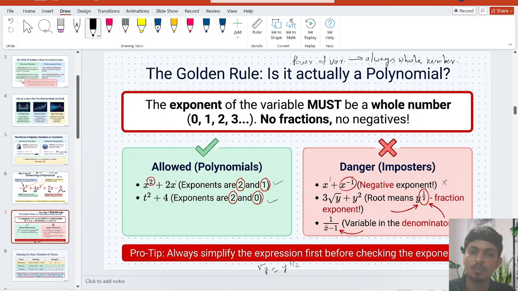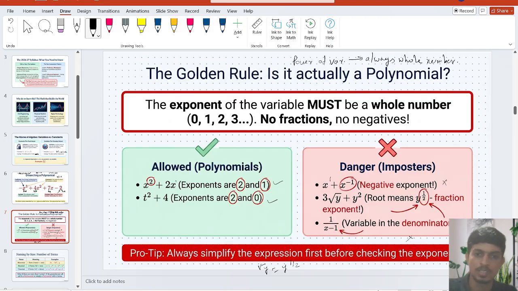And here you have 1 by x minus 1, where the variable also has a power of minus 1. So a variable in the denominator means it is not a polynomial. Okay, so you can say that this is not a polynomial in x.